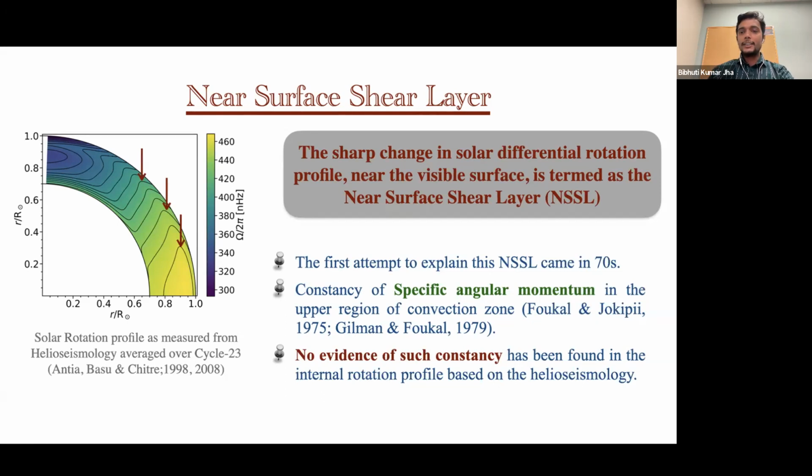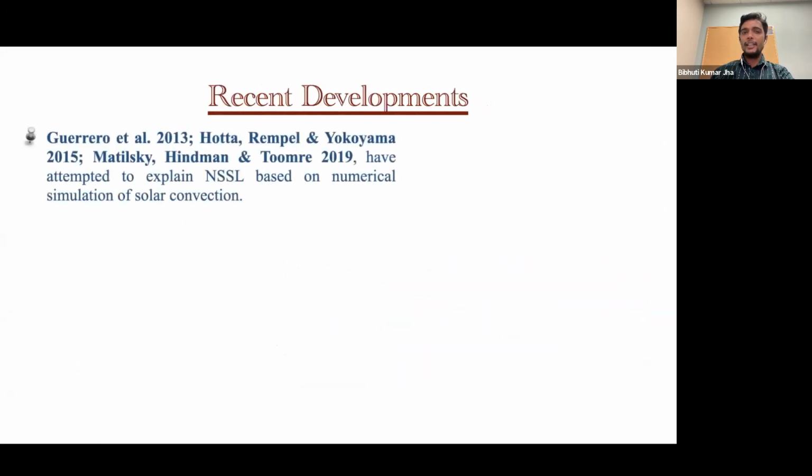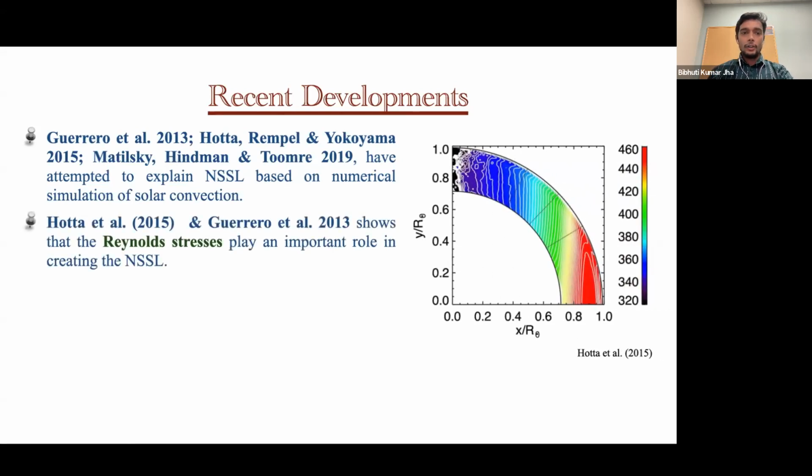Okay, so the constancy of specific angular momentum could not be the answer for the observed NSSL. Then in recent years, there has been plenty of work to explain the NSSL, and the important works were from Guerrero et al. in 2013, then Hotta et al. in 2015, and then Matilsky in 2019. All of them have attempted to explain the NSSL based on numerical simulations of the solar convection zone. Particularly Hotta et al. and Guerrero et al. have shown that the Reynolds stress plays an important role in creating the NSSL.